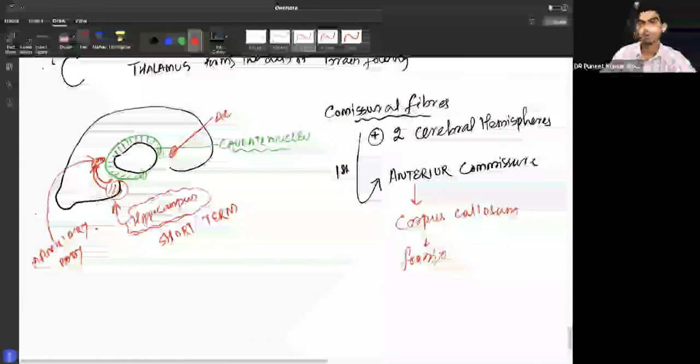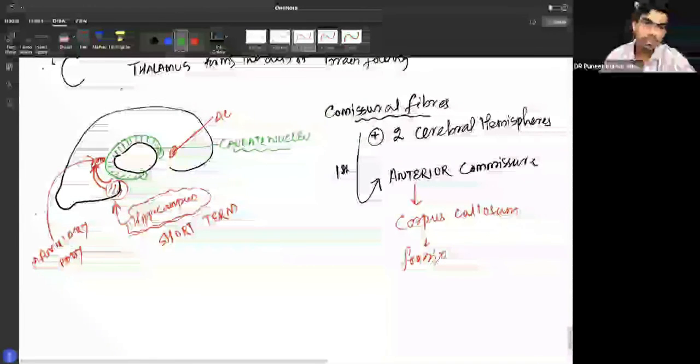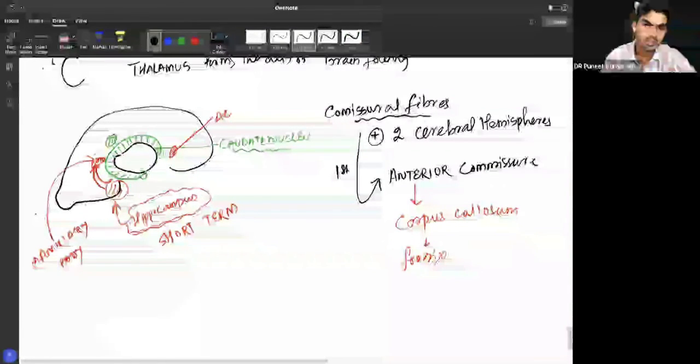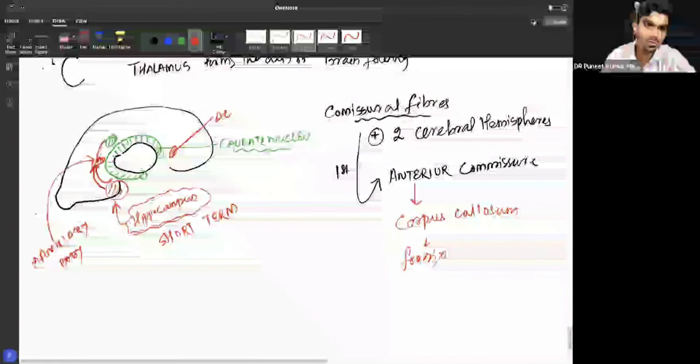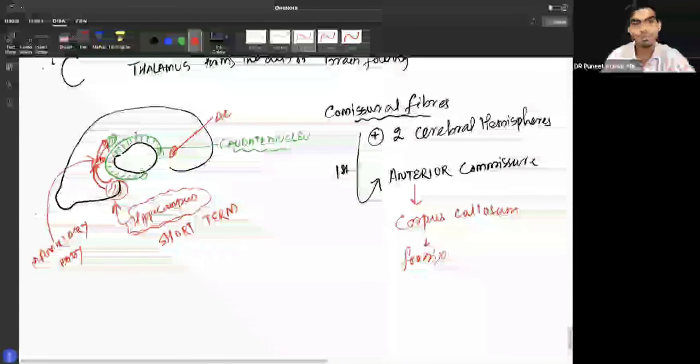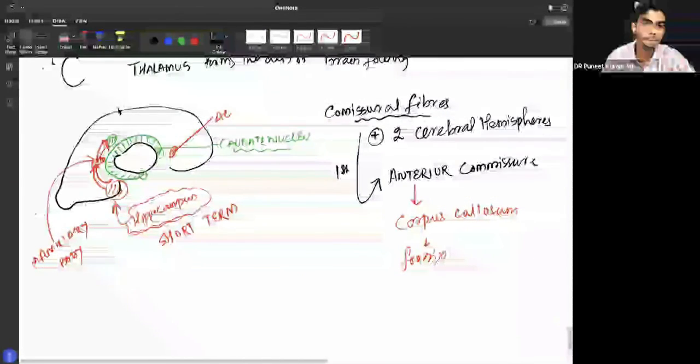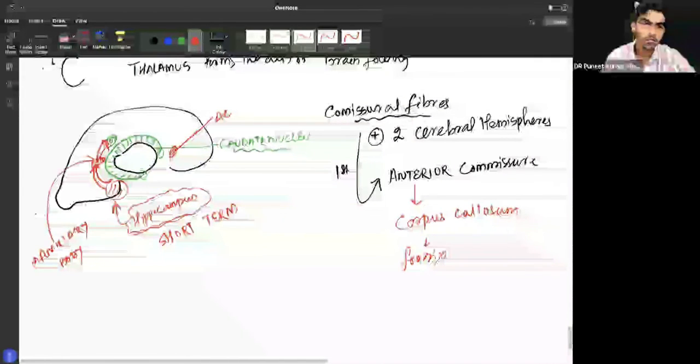This is called the mammillary body. From the mammillary body, the fibers go to the hypothalamus.